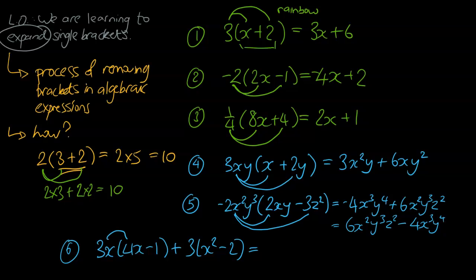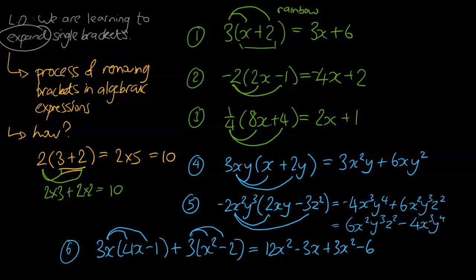We're going to have to go 3x times 4x, it's going to be 12x squared. We're then going to have to do 3x times negative 1, so it's going to be minus 3x. We then do that for the next one. 3 times x squared, that's going to be plus 3x squared. And then we've got 3 times negative 2, and that's going to be minus 6.